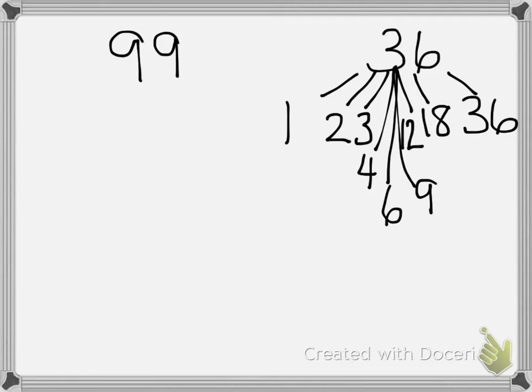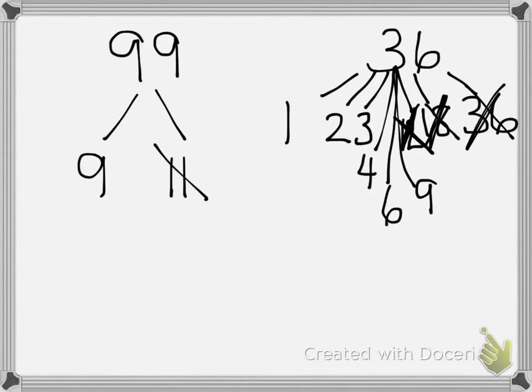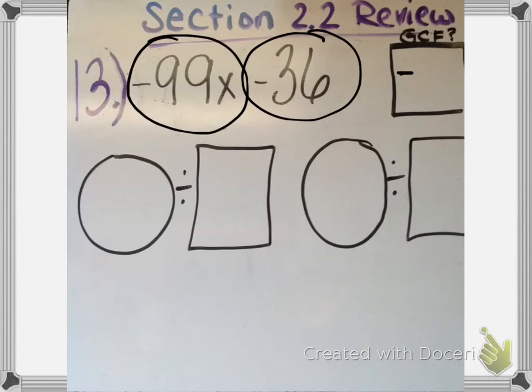36 does not divide into 99, so it is not that one. 18 does not divide into 99, so it's not that one. And 12 does not divide into 99, so it's not that. But 9 does divide into 99 because 9 times 11 is 99. So your greatest common factor is 9.